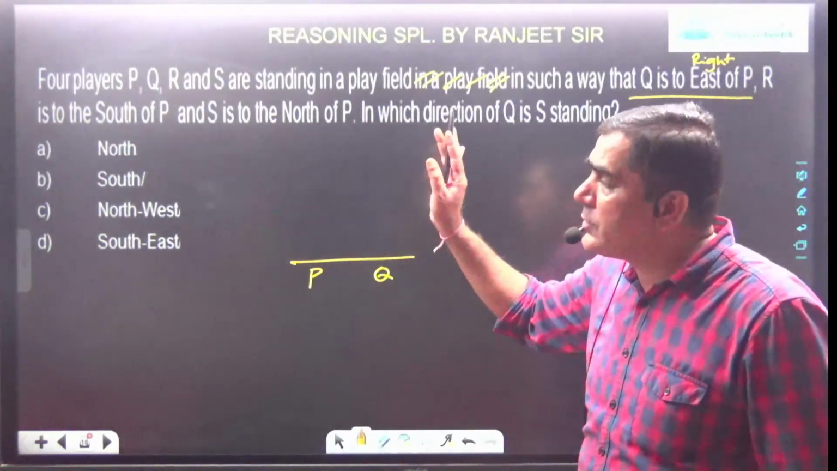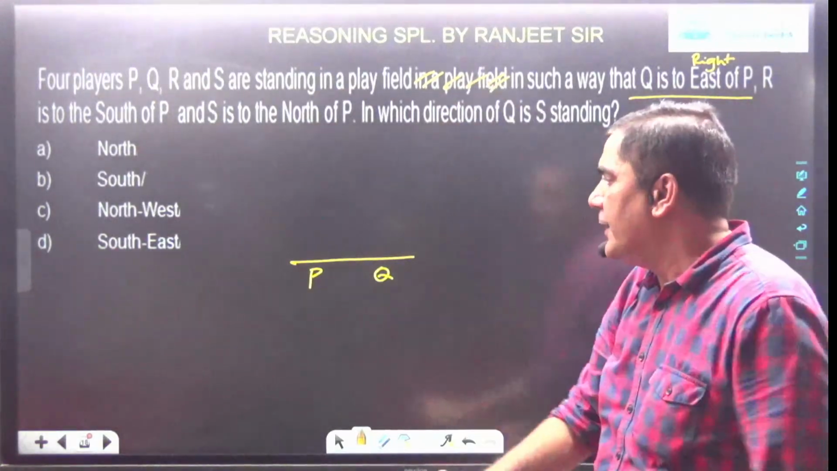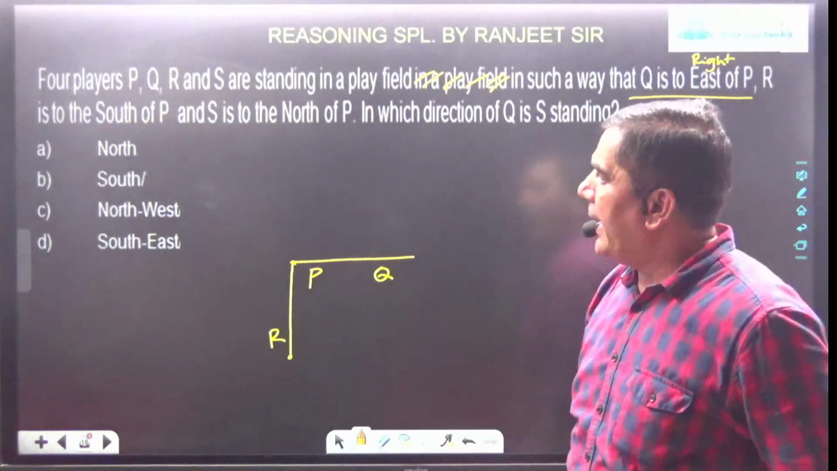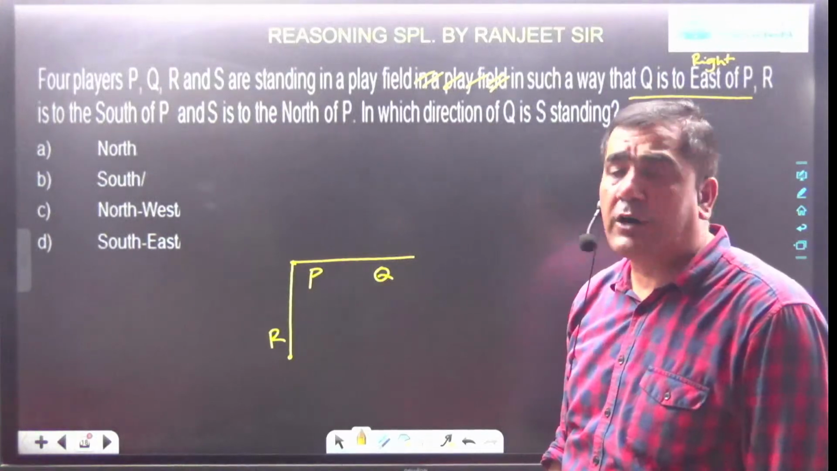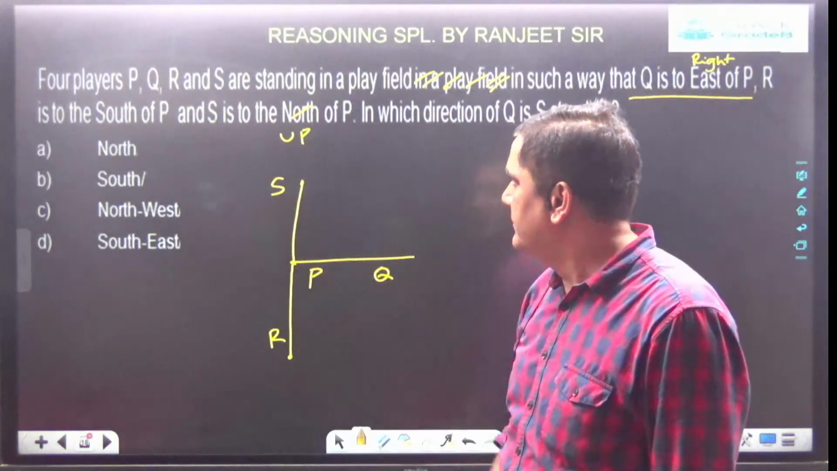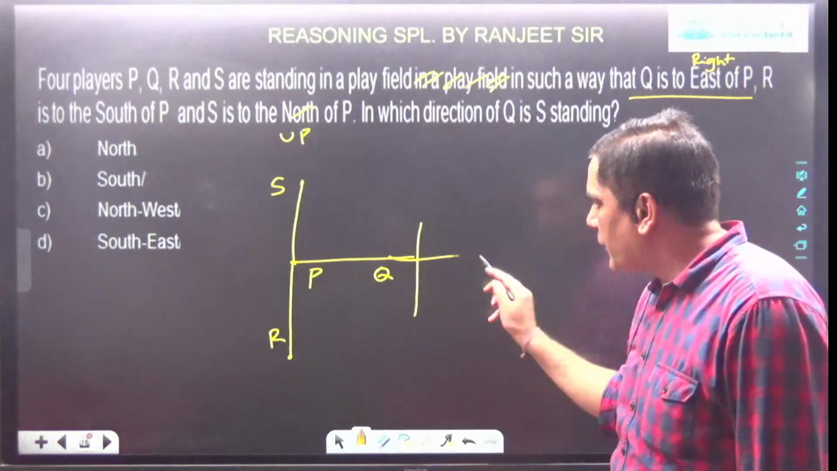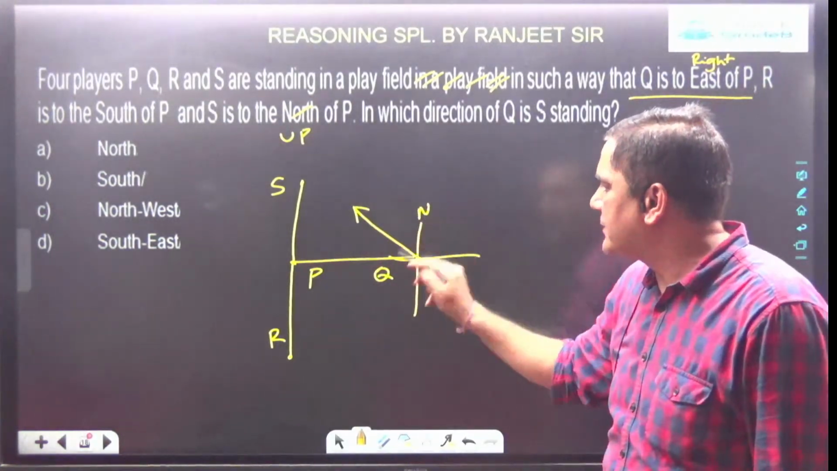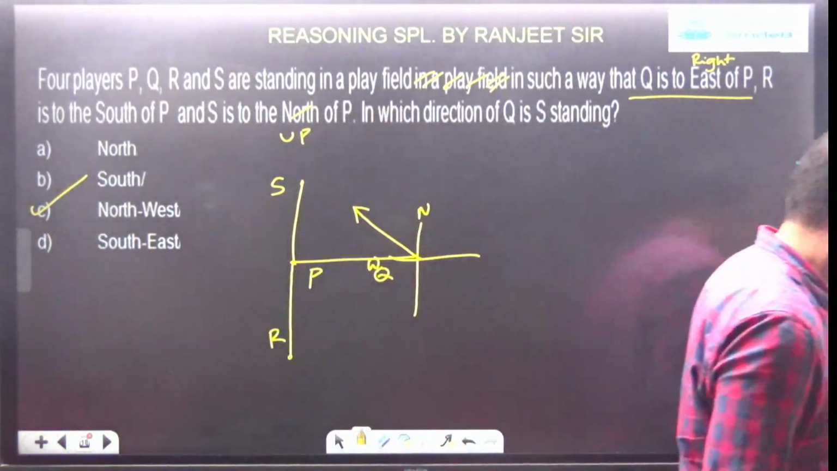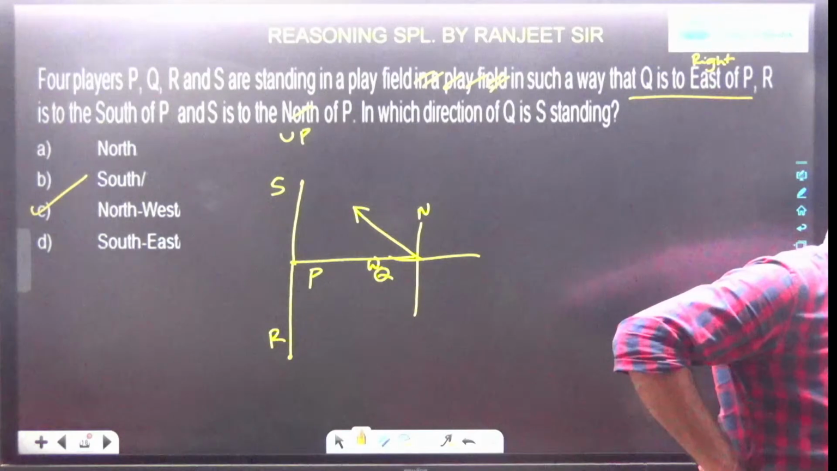Next one, R is to the south. South means below. So R should be below P. So P is over here, and R must be below, maybe anywhere. And S is to the north of P. North means up. So S has to be up of P. Now the question is, in which direction of Q is S? S is north and west of Q, so the answer should be northwest. Clear?